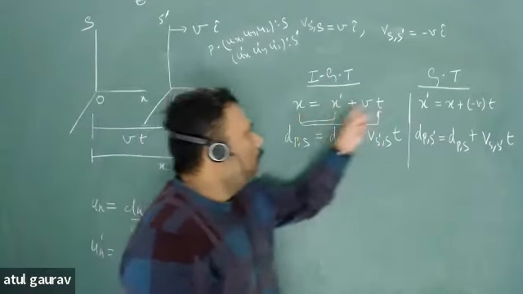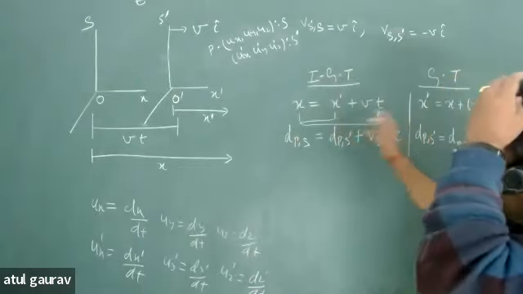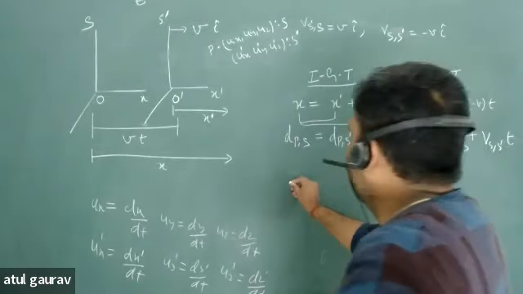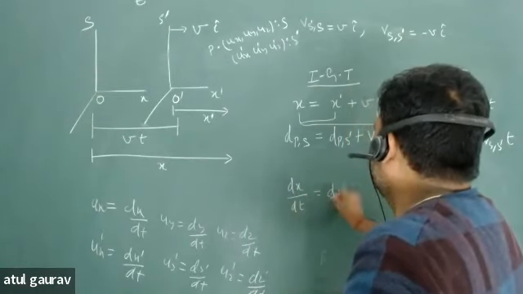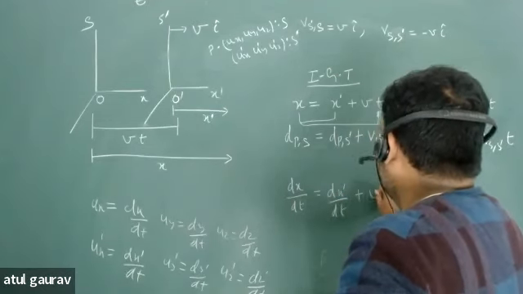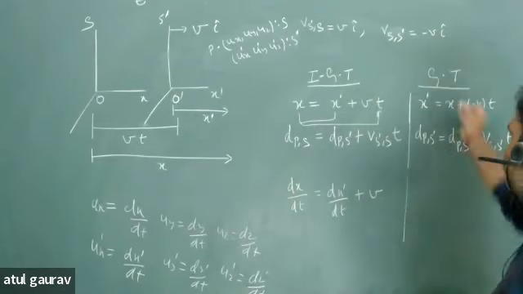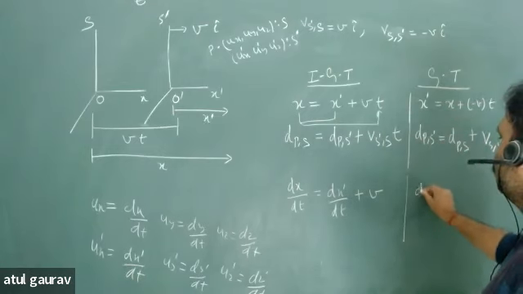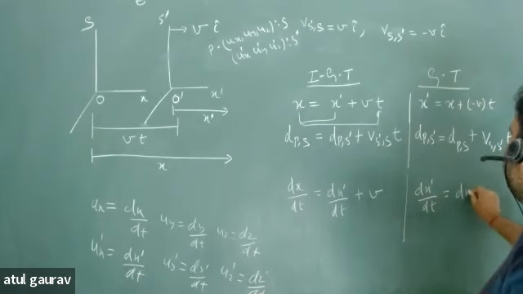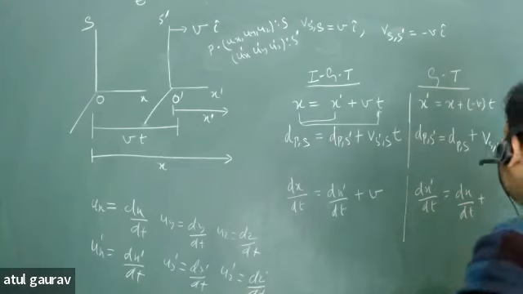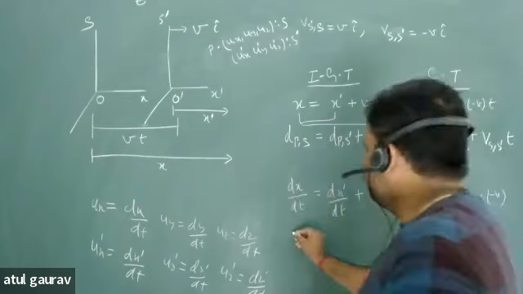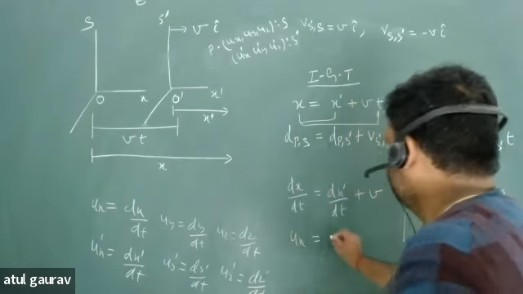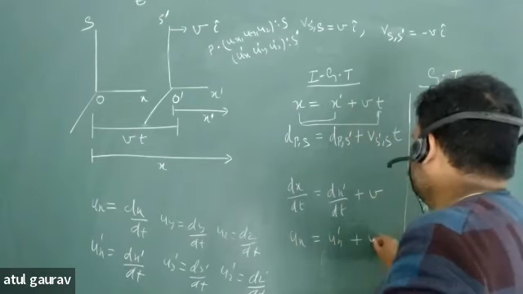So now we are just going to differentiate these two things. So what will happen when we differentiate? Then dx upon dt is equal to dx dash upon dt plus v. And what will happen to this one? dx dash upon dt is equal to dx upon dt minus v. Now, what is dx upon dt? It is ux. This is just ux dash plus v.